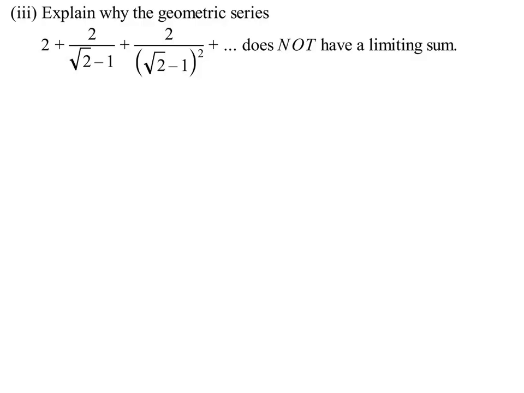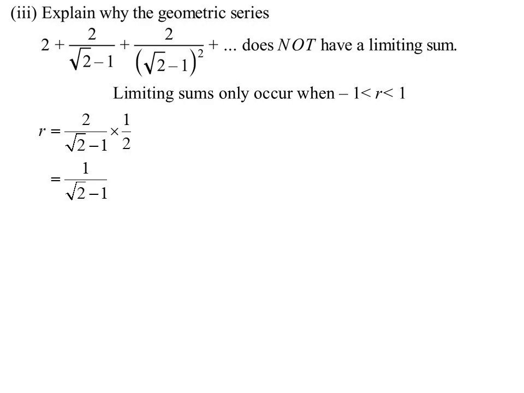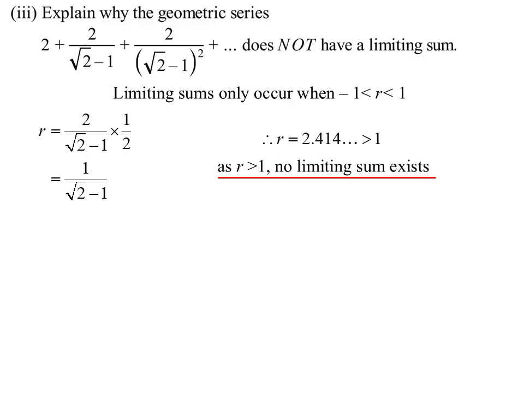Explain why this geometric series does not have a limiting sum. Well, the key to limiting sums, we know the ratio has to be in between -1 and 1. So what is the ratio here? It's 1 over root 2 minus 1, and that's bigger than 1. Comes out to be around 2.4. So no, there's no limiting sum.